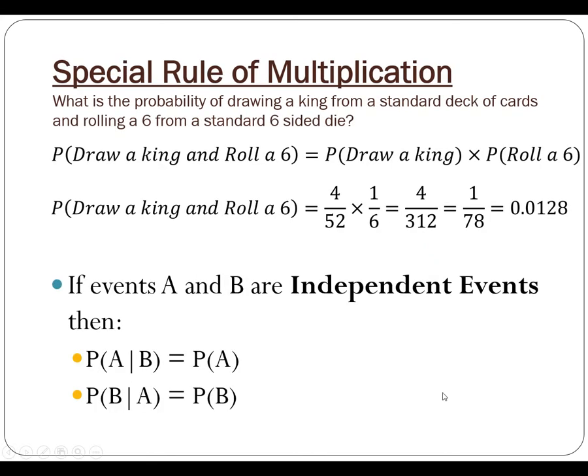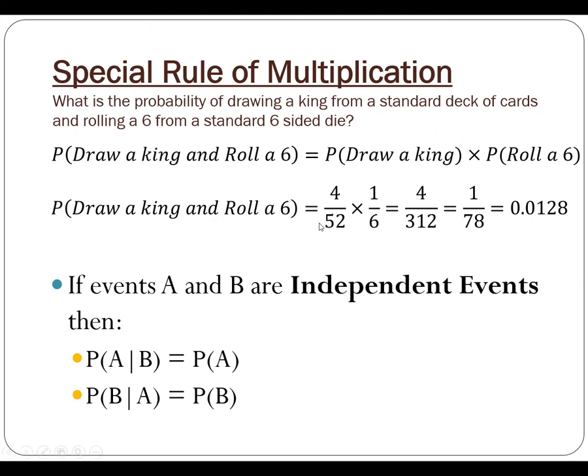All right, now it's time for the last rule, which is the special rule of multiplication. The example that I have is using independent events. And this is really important when we deal with the special rule of multiplication: we have two independent events. So the question I have is this: what is the probability of drawing a king from a standard deck of cards and rolling a 6 from a standard 6-sided die?